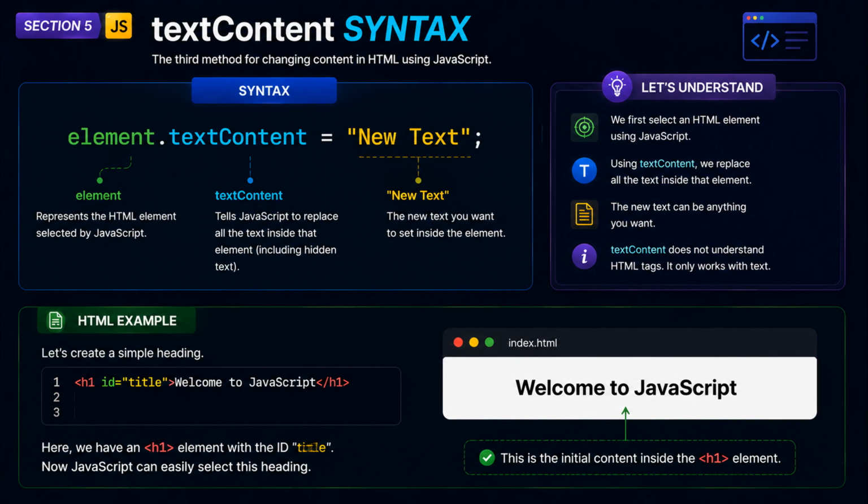element.textContent = new text. Let's understand it. Element represents the HTML element selected by JavaScript. textContent tells JavaScript to replace all the text inside that element. On the right side of the equal sign, we write the new text inside double quotes. Like innerText, textContent works only with text.